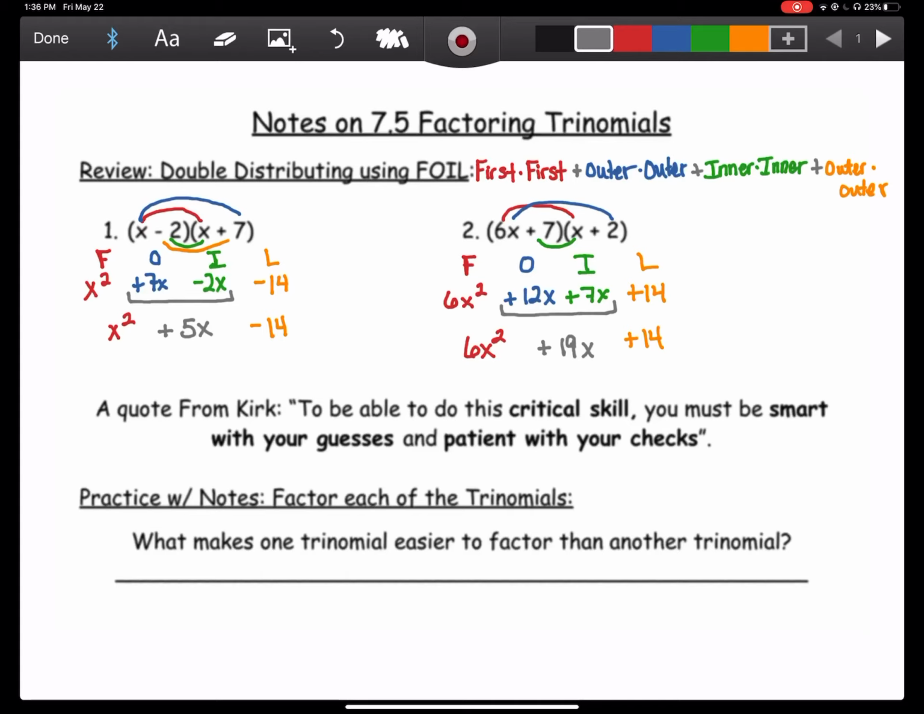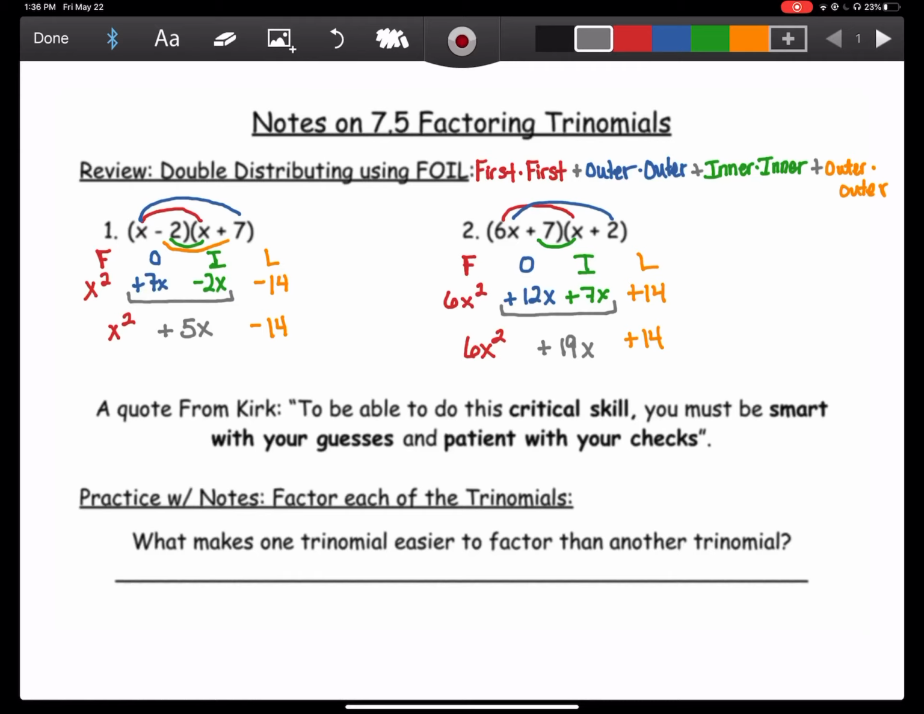A quote from Kurt says, to be able to do this critical skill, which is the skill we're going to get into next, you must be smart with your guesses, but patient with your checks. This is something that you will always have to do: guess and check. Okay, so let's look at this next piece.